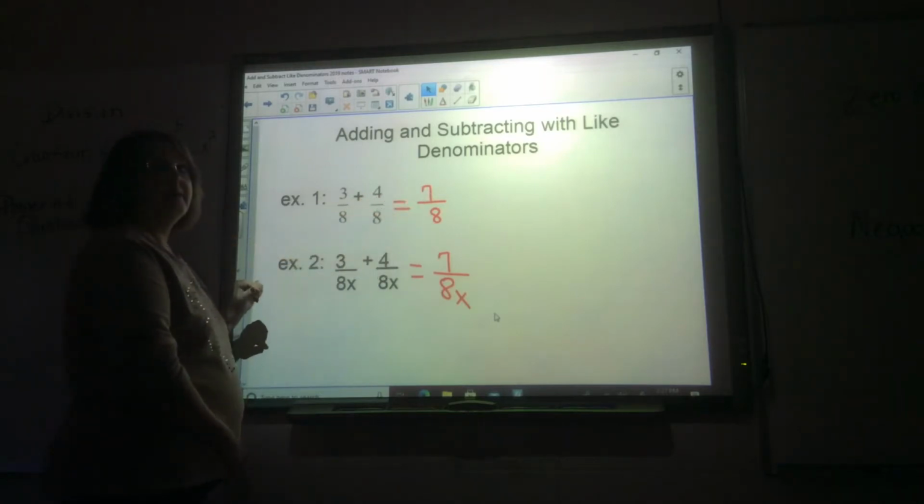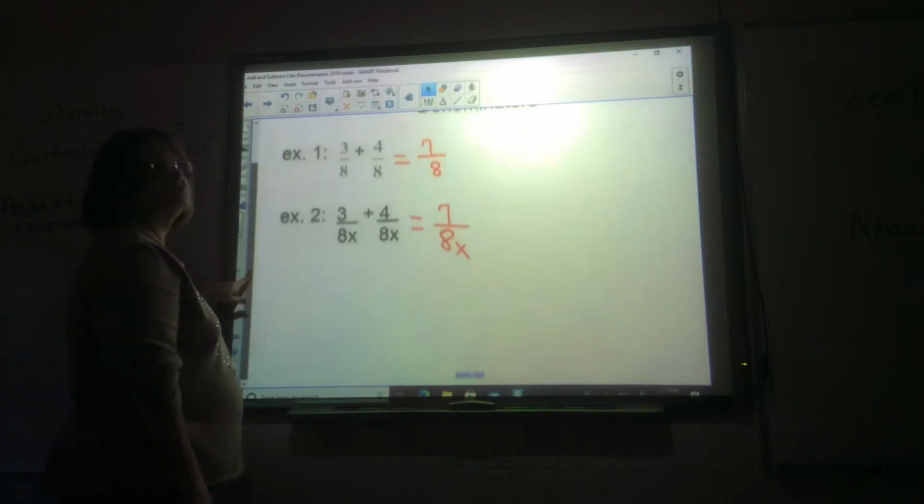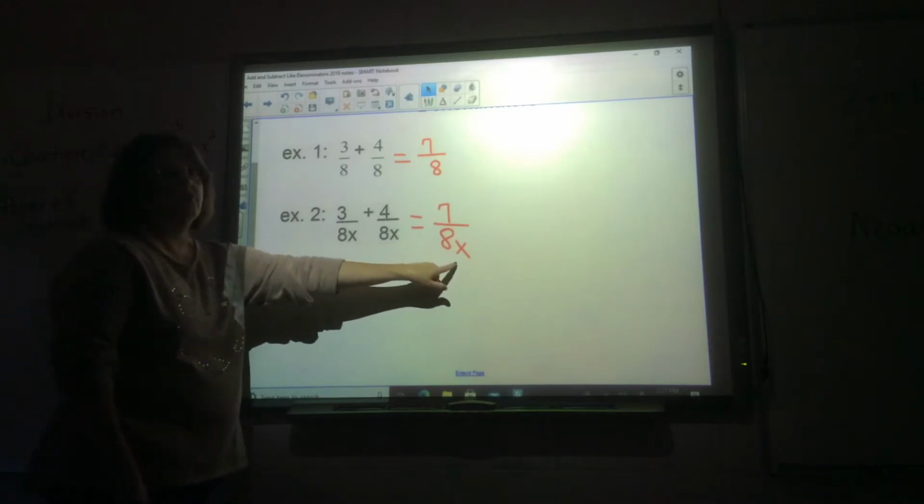We do the same thing with algebra. We just now have an x involved or some other variable. So this is 7 over 8x.